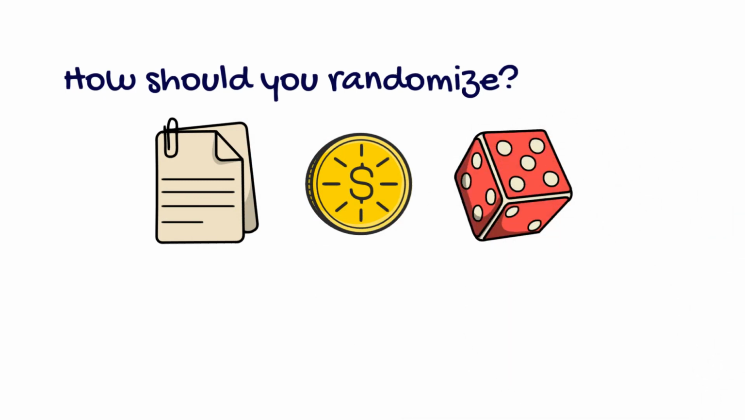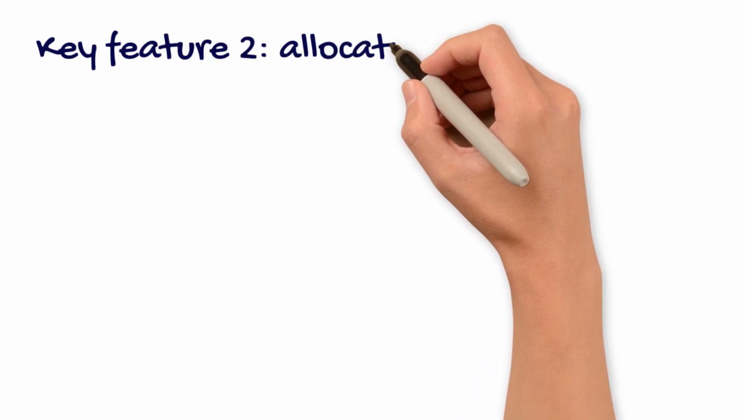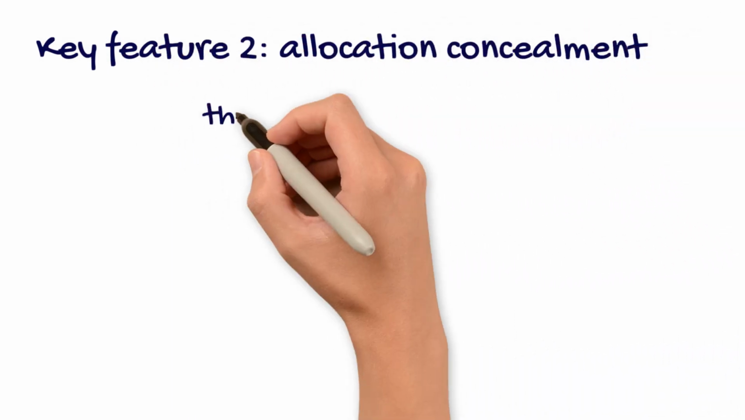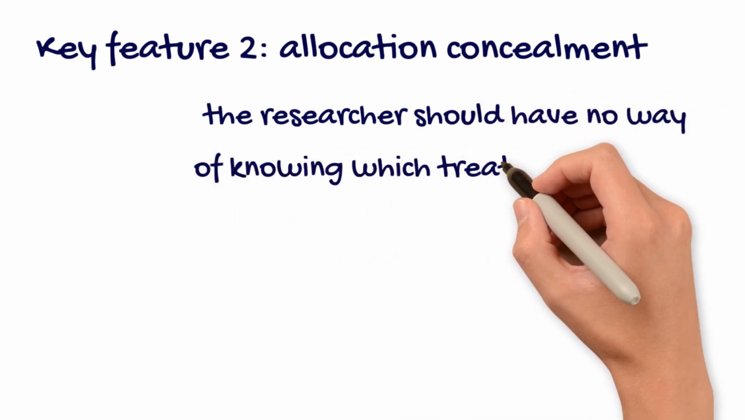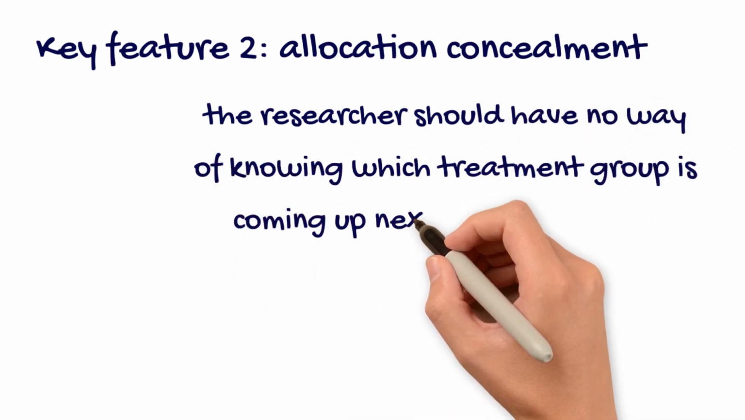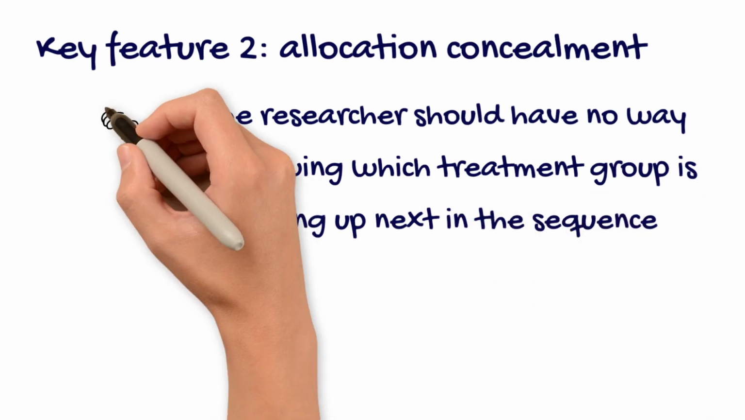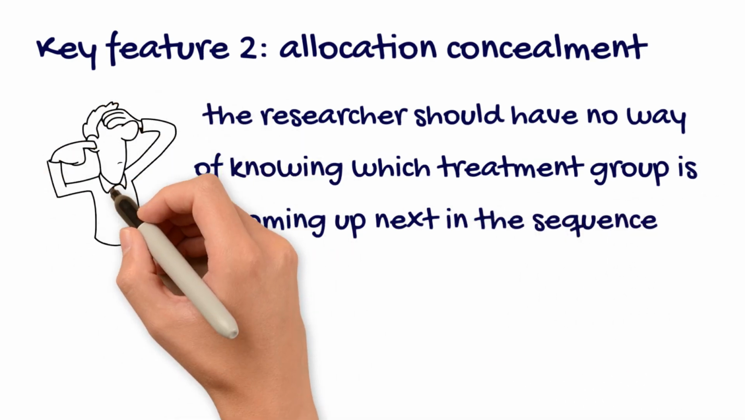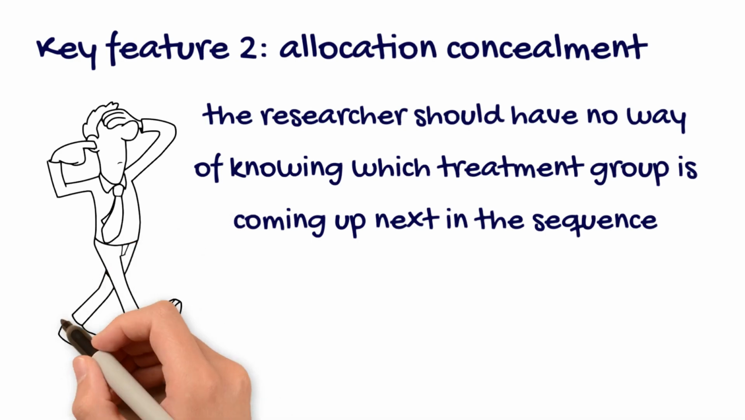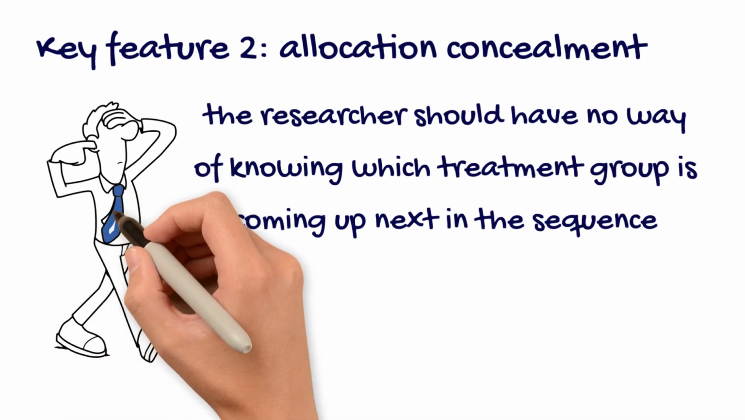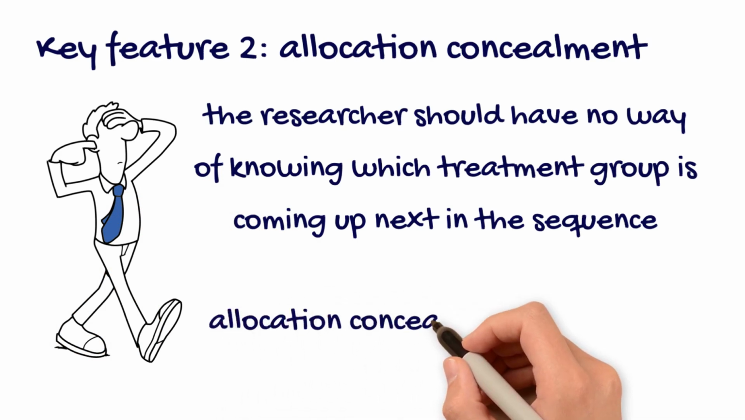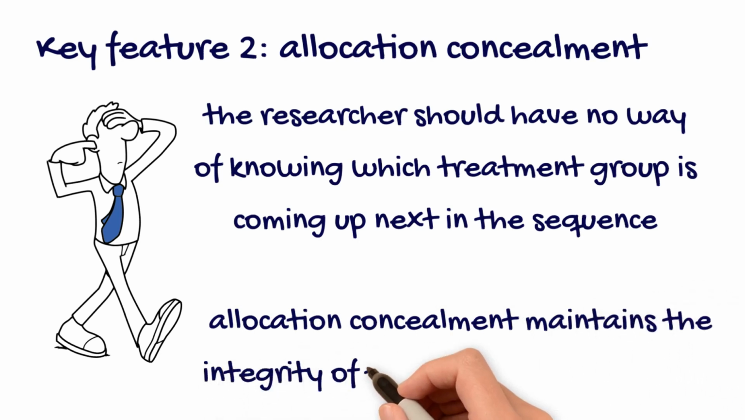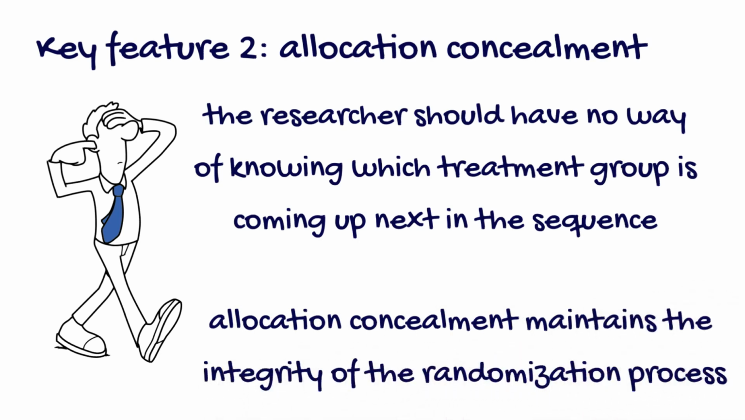For randomization to work, the researcher responsible for putting participants into groups should have no knowledge of which treatment group is coming up next in the sequence. For example, if we are flipping a coin, the researcher would have no way of knowing whether the result will be heads or tails for each participant. Alternatively, if there is a pre-generated list of treatment allocations, the researcher should not have access to this list. This is called allocation concealment, and it maintains the integrity of the randomization process.